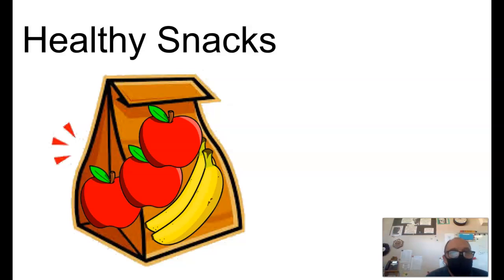Hey, welcome. This is our second lesson on distributive property. And I want to show you, before we start, before we take notes, an illustration that I think might help.